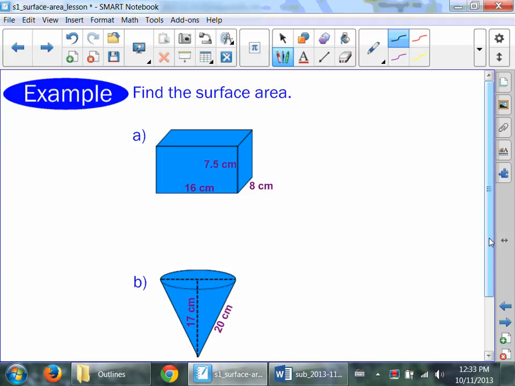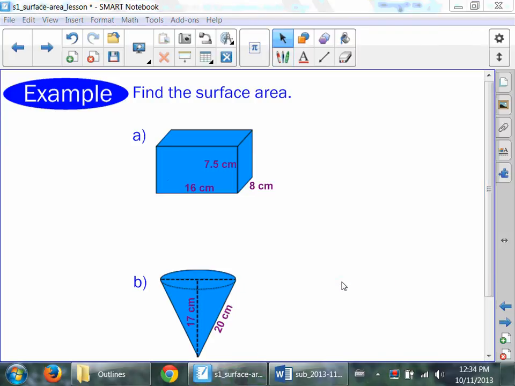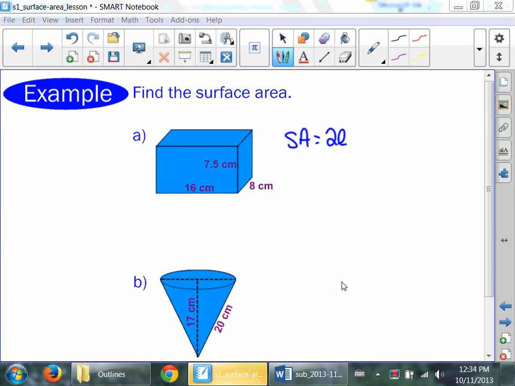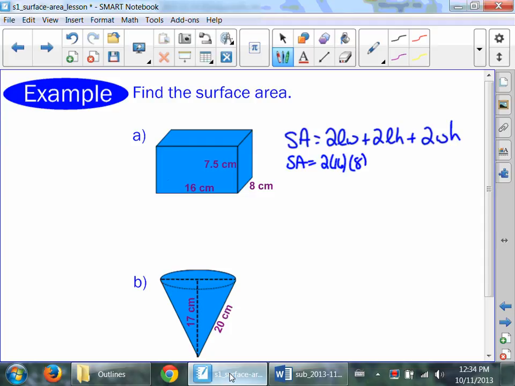Let's go ahead and find the surface area of the rectangular prism. Surface area is going to be 2 times the length times the width, plus 2 times the length times the height, plus 2 times the width times the height. I always like to write my formulas down before I do a question, just to make sure I know the formula. Okay? So, let's plug in what we know. The length is 16, so that's 2 times 16 times 8 plus 2 times 16 times 7.5 plus 2 times 8 times 7.5.